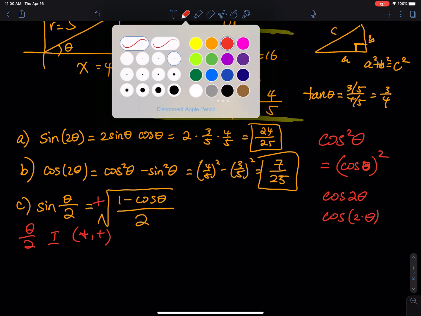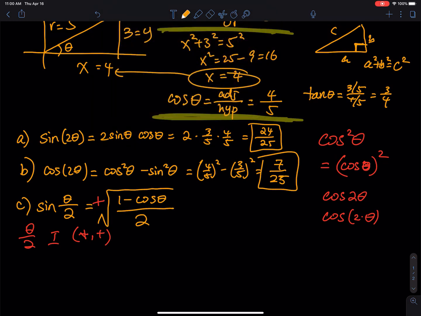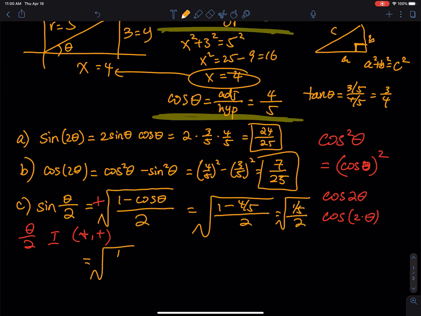And then we do the work. 1 minus 4 over 5, divided by 2. So that is the square root of 1/5 divided by 2. So that is the square root of 1 over 10. Let's review your algebra. So that is the square root of 1 divided by the square root of 10. So that is 1 divided by square root of 10.